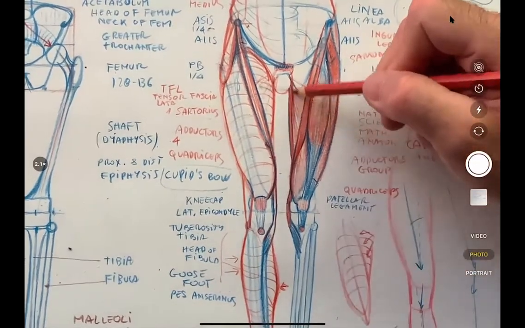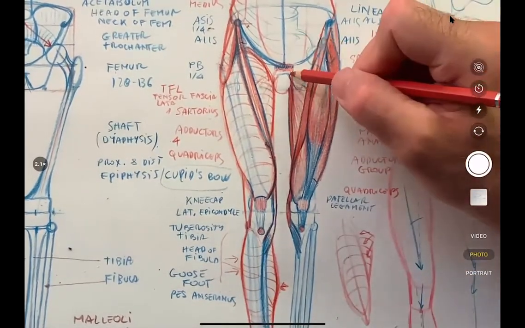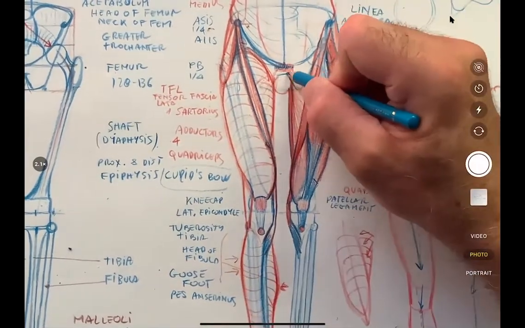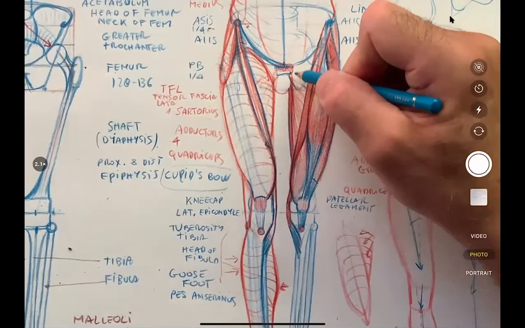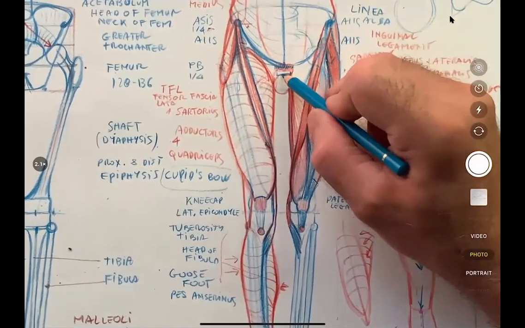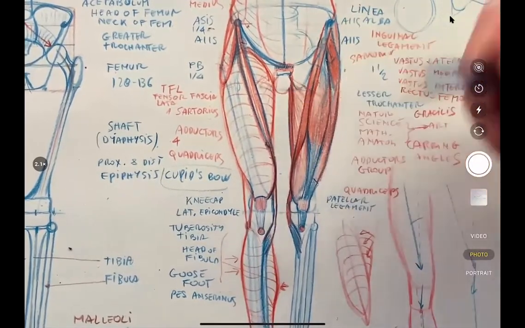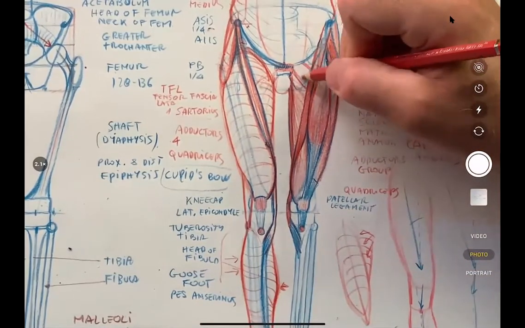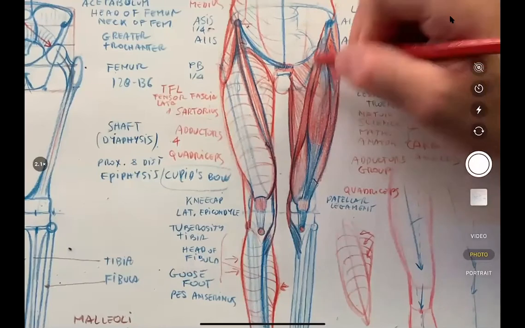Now, this muscle here, the adductor, you want to make sure that you start below the pubic bone, because above the pubic bone here, I have the pectineus.